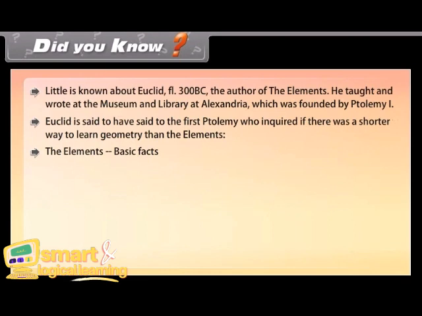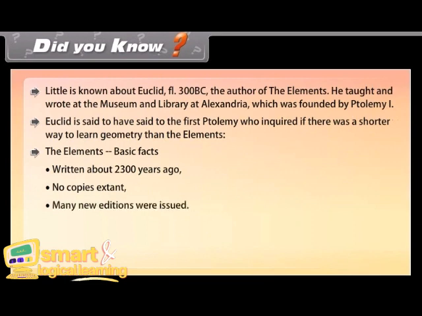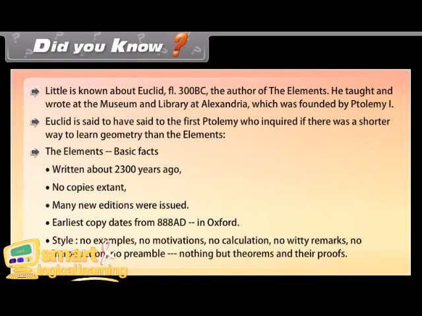The Elements. Basic facts. Written about 2300 years ago. No copies extant. Many new editions were issued. The earliest copy dates from 888 AD in Oxford. Style: no examples, no motivations, no calculations, no witty remarks, no introduction, no preamble, nothing but theorems and their proofs.